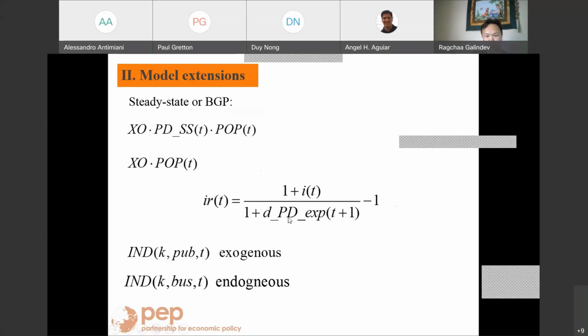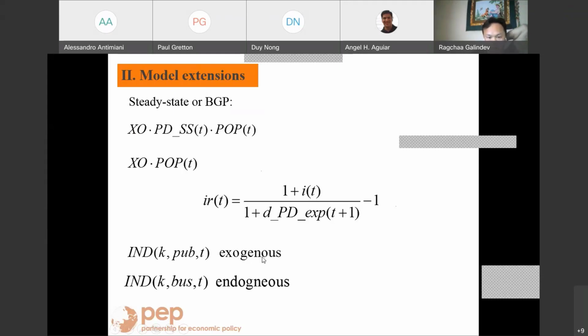And this one is the interest rate parity condition. So this is the domestic nominal interest rate. Sorry, this one is the real interest rate. This is the domestic nominal interest rate. This is the expected inflation rate. So this one is the real interest rate. So this is basically the Fisher equation.